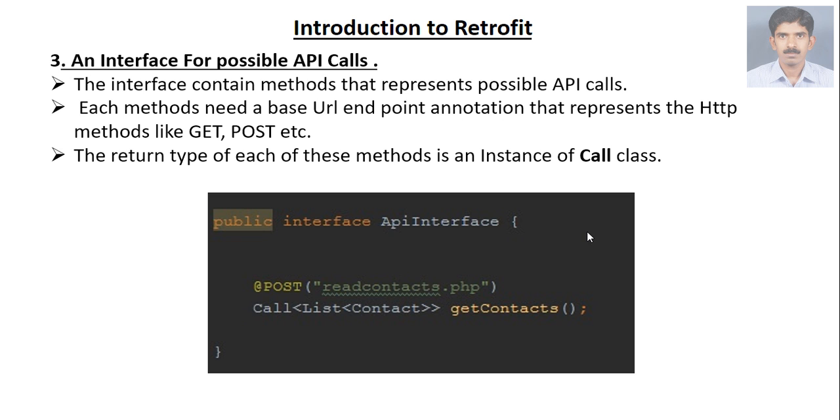Here is a simple example. Here the interface name is ApiInterface that contains only one method called getContacts. The return type of each of these methods is an instance of the Call class. Here the target type is a list of objects. The objects are Contact class objects. And here each method needs an annotation that represents the HTTP methods like GET, POST, etc. So here we use the HTTP method POST, and in that annotation you have to specify the endpoint of the base URL. So here we use an endpoint called readcontacts.php.